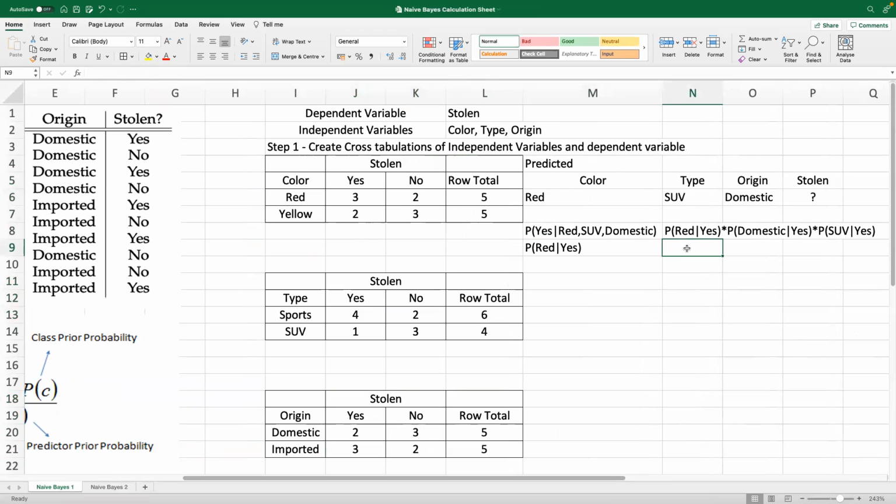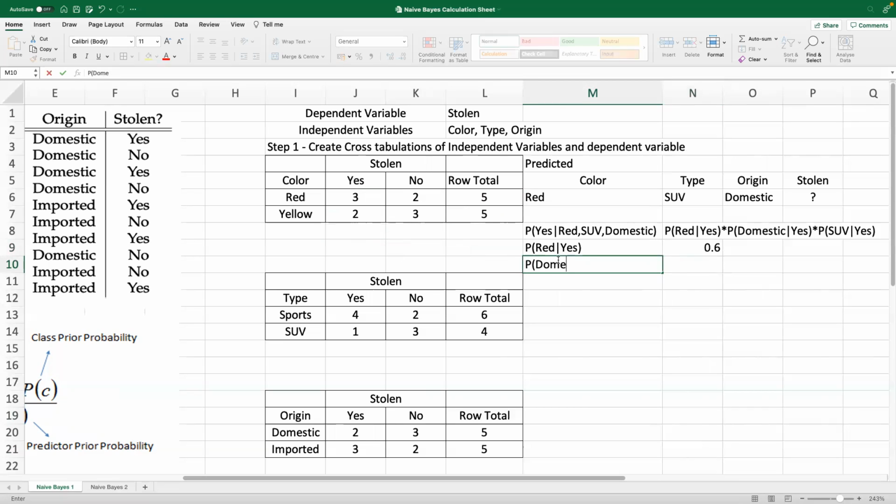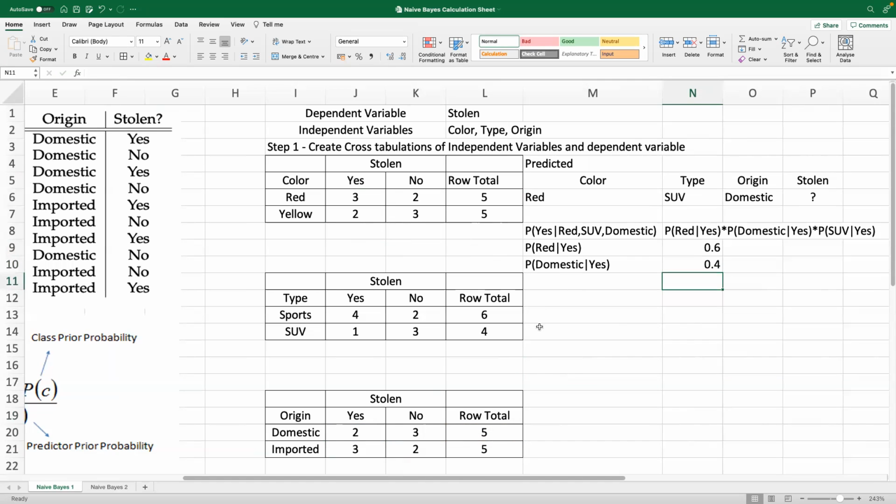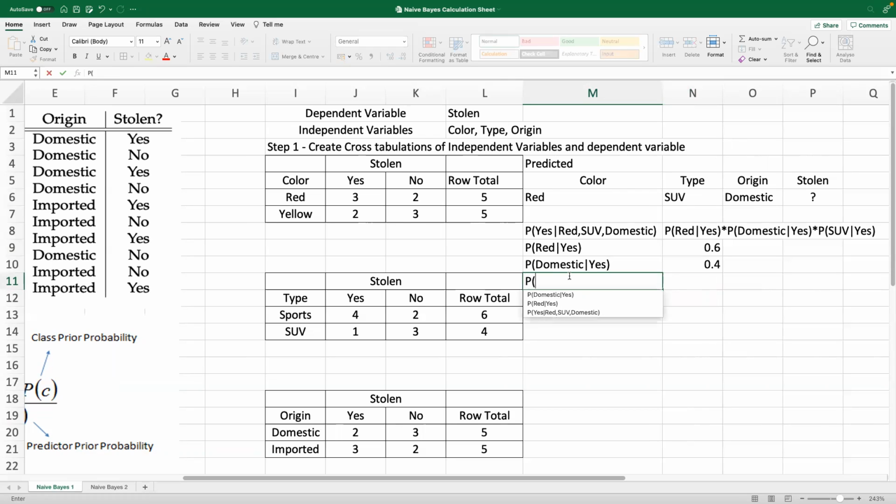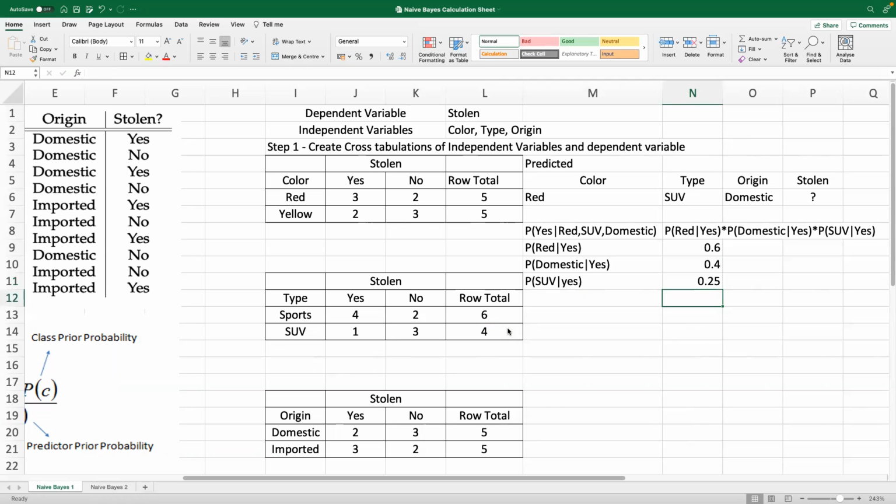Okay. Probability of red given yes is 3 divided by 5. What is the probability? 0.6. Probability of domestic given yes is equal to this divided by 5, 0.4. Probability of SUV given yes is equal to 1 divided by 4. Got it?